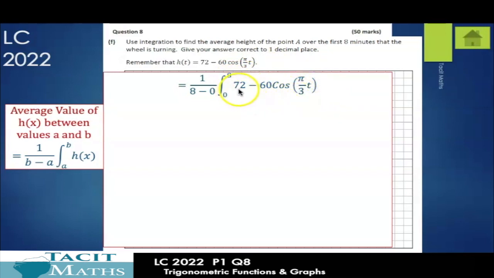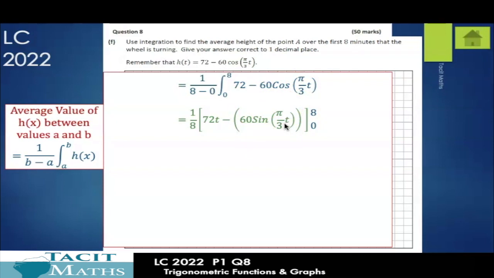So how do we integrate? Well, the 72, first of all, goes to 72t. So if it was an x, it would be going up to x. But look at what happens here. The cosine goes to sine. It doesn't change the sign or anything. The 60 stays the same. The pi over 3t stays the same.